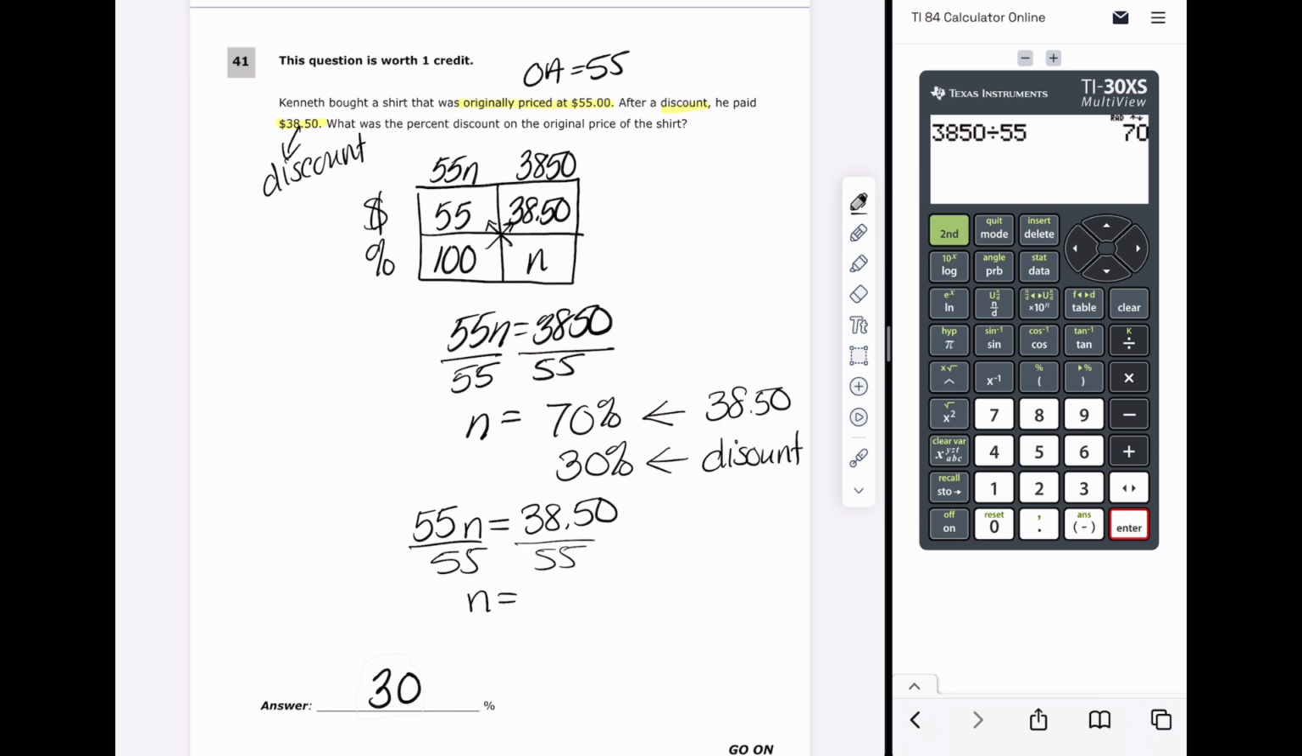And you're still going to get that. Let's put in here 38.50 divided by 55 gives us 0.7. So that's the total cost. And then we would have to think again, how much was taken off. And that's another way that you can solve this. So here I'm just putting, this is the new amount. And so the change was 0.3 or 30%.